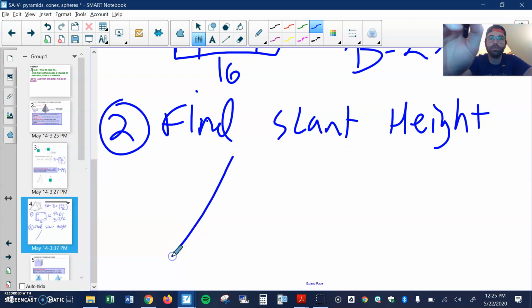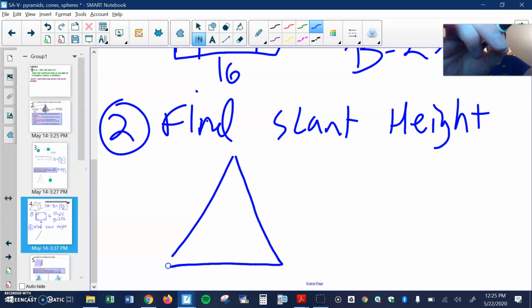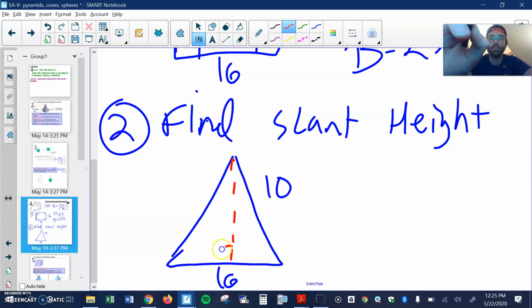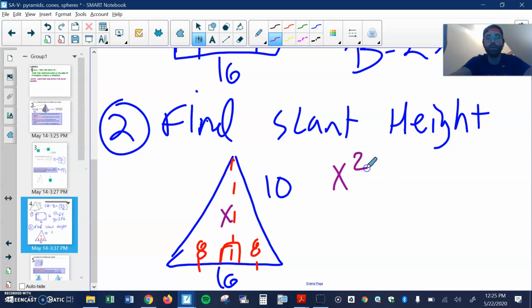So what I'm going to do is redraw one of my triangular faces like this, where this is a 16 and this was 10. To find the slant height, which is the height of our face, if I draw this in, that would split this into 2 equal parts, so it's 8 and 8. Well, if I wanted to find x, what would I do? I would use the Pythagorean theorem.